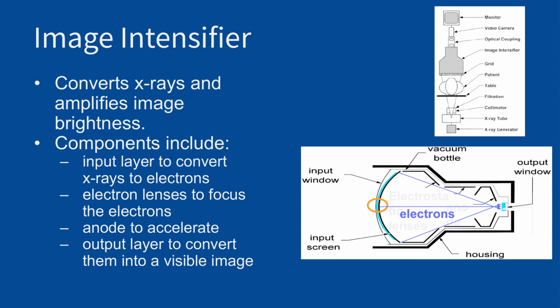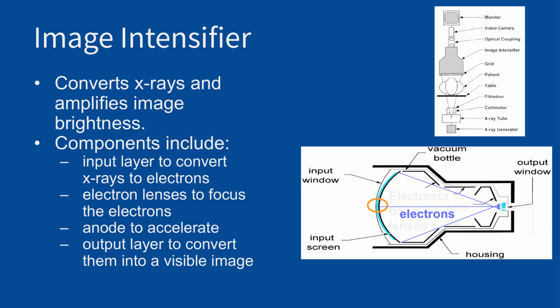Looking at the image intensifier, it is the piece that converts the X-rays to an image and amplifies the brightness of that image. The X-rays themselves do not generate a lot of brightness when they hit the phosphorus, so we do need to amplify this. It's kind of interesting looking at the image intensifier. It's a little bit the opposite of the X-ray tube. What we have here is really a layer of phosphorus at the input window, where the X-rays get converted back into electrons.